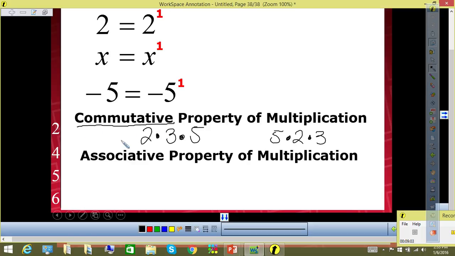Commutative comes from the word commute. Commute means to travel. Who's heard that word before? Commute means to travel. So guess what? Look at this one. If this is the original order, look at this one now. Which number traveled? The 5. It went from the back. They brought it to the front. That's why this property is called commutative, because you can move numbers around. They travel. Does that make sense? All right. That's commutative property.